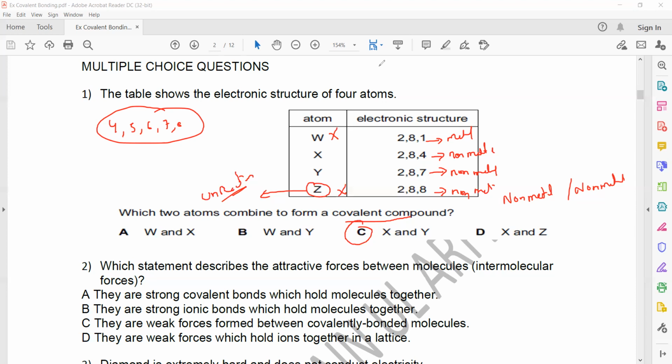So first we identify the non-metals from the electronic structure, and Z is also a non-metal, but because it has a complete shell, it is unreactive or does not react.